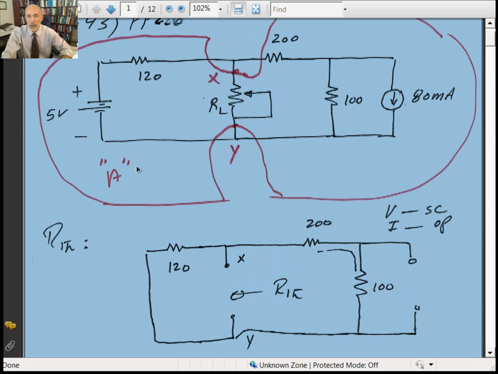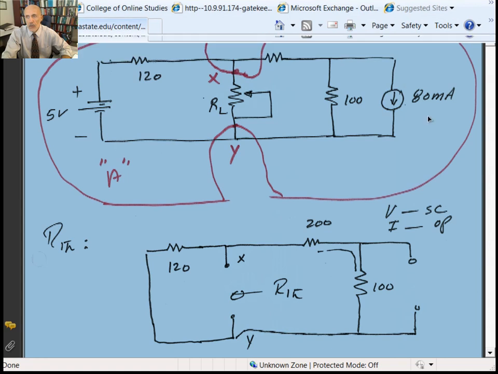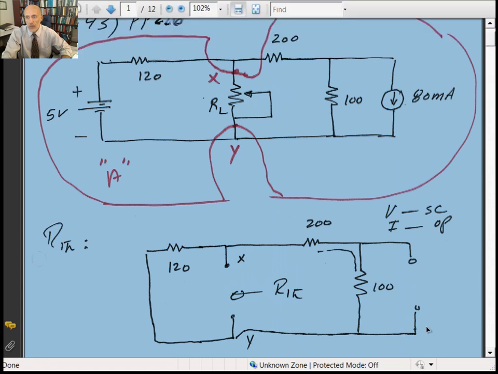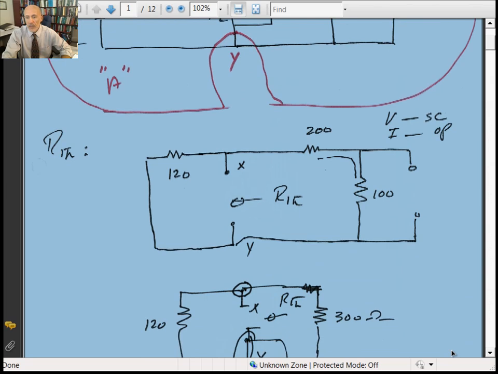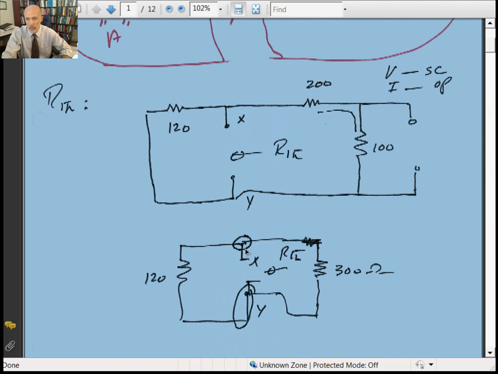With network A de-energized, if there's a voltage source, we have to put a short circuit there. If there's a current source, you need to open circuit it. So all the voltage sources will be short circuited, all the current sources will be open circuited, and you look at terminals X and Y. If I look at that, we can redraw the circuit. This is open and this is short circuited.